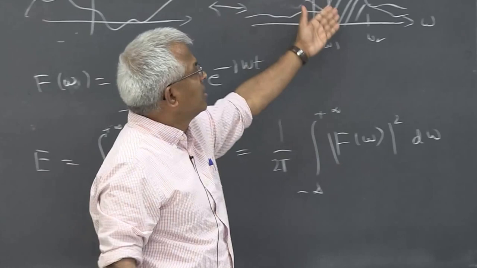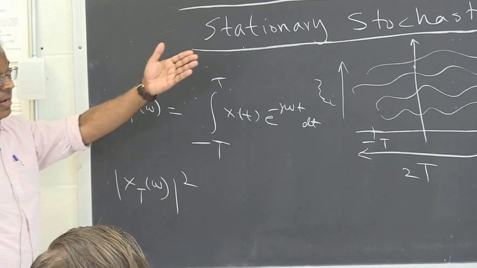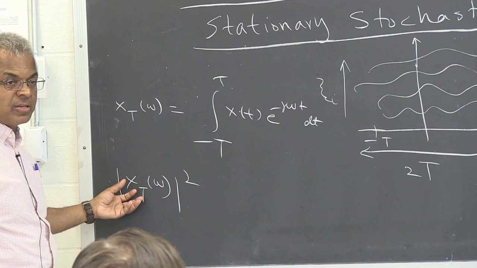So what we see here is the energy distribution versus frequency, right? So similarly, this is an absolute value. You could interpret this, getting some ideas from the deterministic case, as in some sense some representation of either energy or power at this frequency omega.